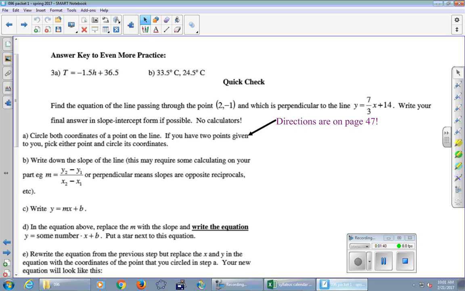But even before we do that, I want to do this one problem on page 68, this quick check. It says find the equation of the line passing through the point (2, -1), and which is perpendicular to the line y equals 7/3 x plus 14.